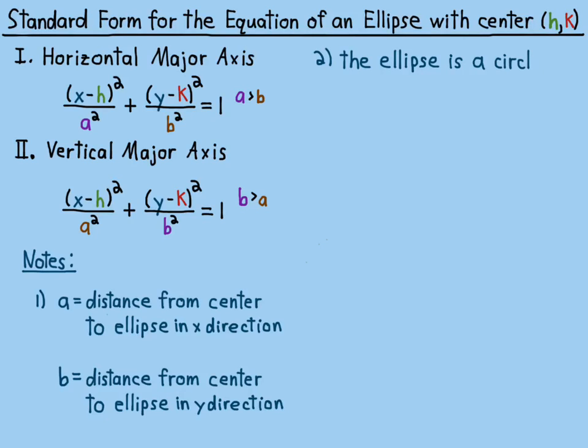Okay. So the ellipse is a circle when a and b are the same, and then we usually call it r. And what happens is then you would have the first term over r squared, the second term over r squared. You just multiply both sides of the equation by r squared, and you end up with r squared on the right. And that's the equation of your circle, standard form.